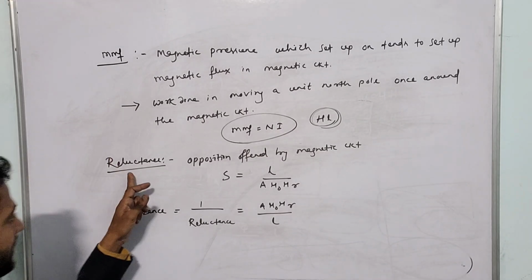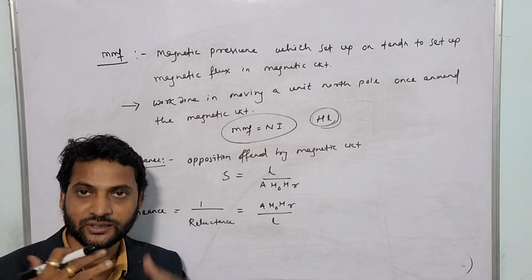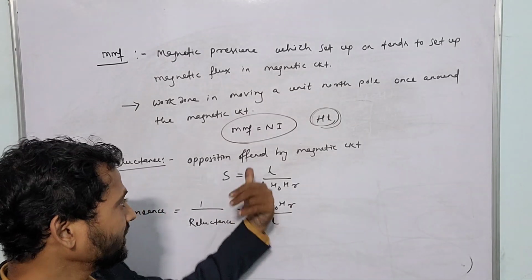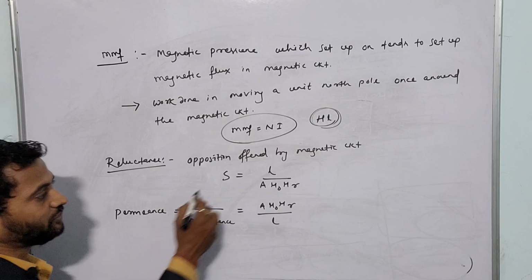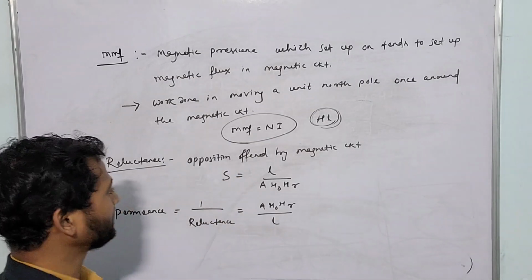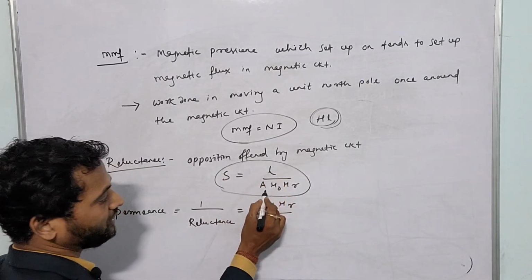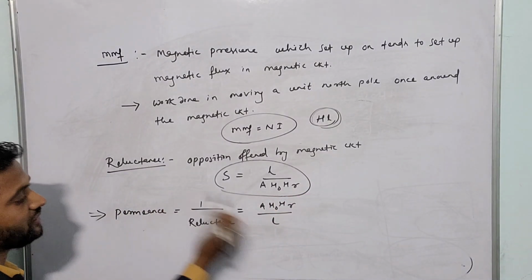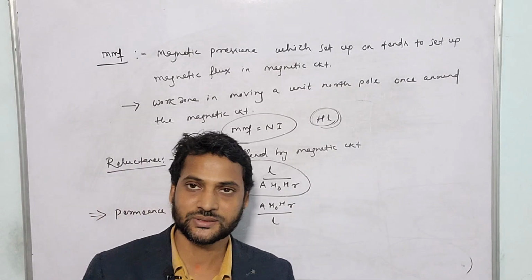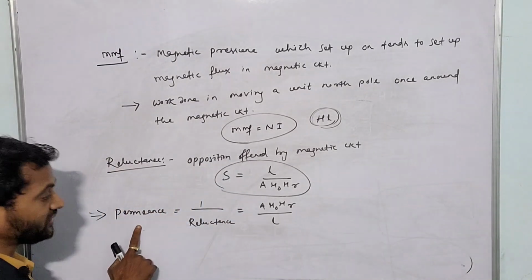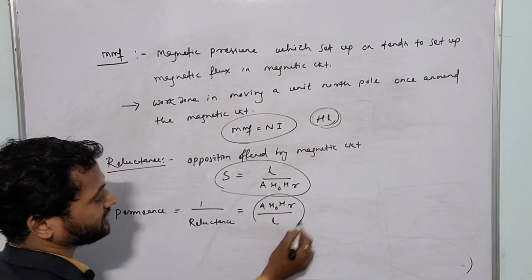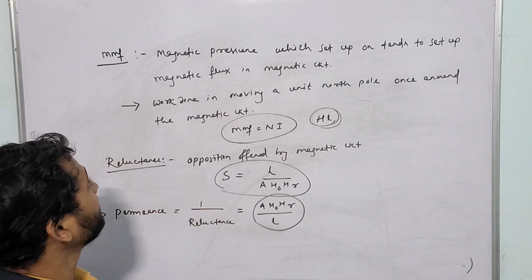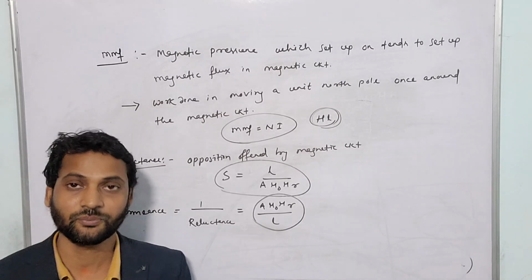Okay? And coming to the definition of reluctance, as I've told, reluctance is a kind of obstacle, a kind of opposition which is offered by the magnetic circuit. It is equivalent to resistance in electric circuit. So S is equal to L upon A mu naught mu r. Right? Permeance क्या है? Permeance is inverse of reluctance. जैसे conductance होता है, conductance is inverse of resistance. Similarly, permeance is inverse of reluctance in magnetic circuit. The expression is A into mu naught mu r upon L. So that is all about the definition of mmf, reluctance and permeance.